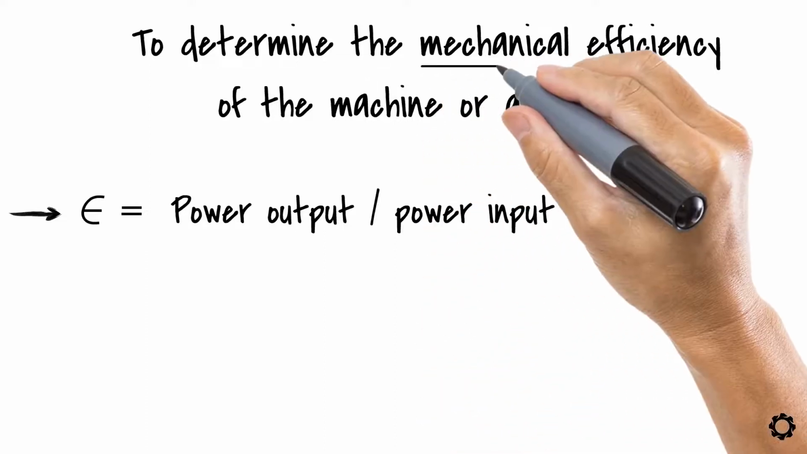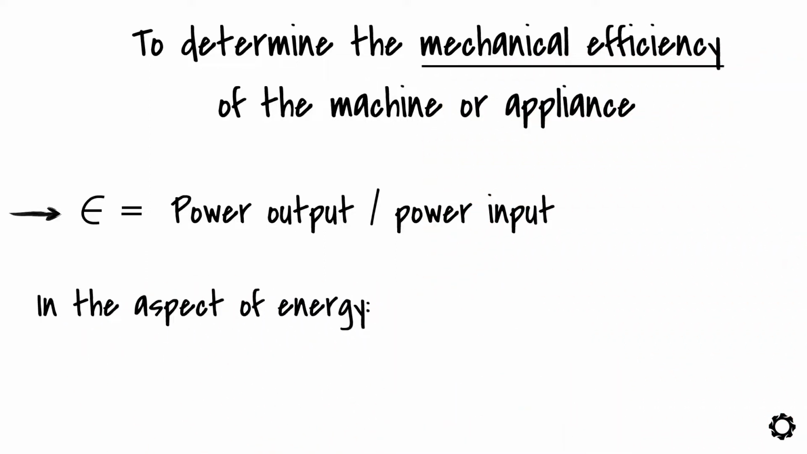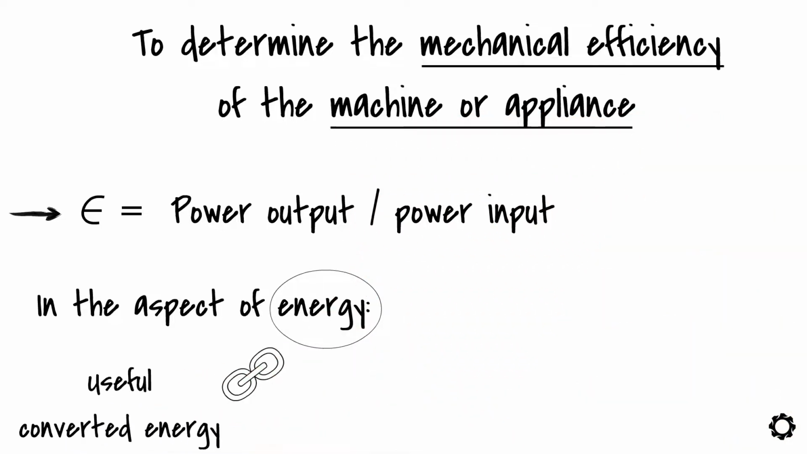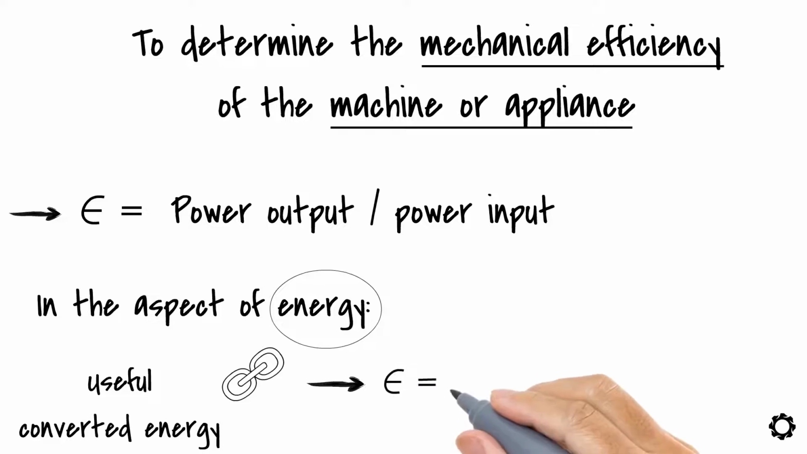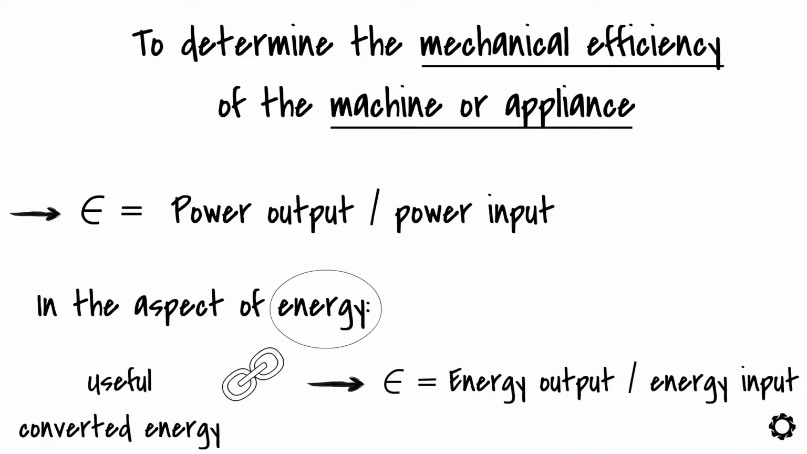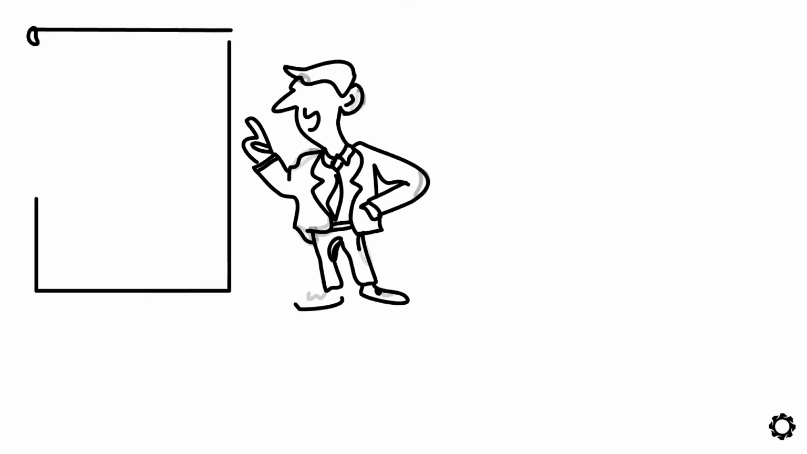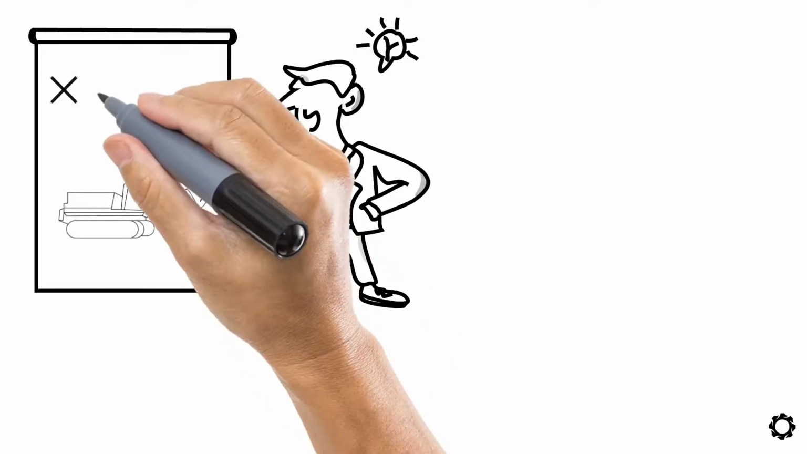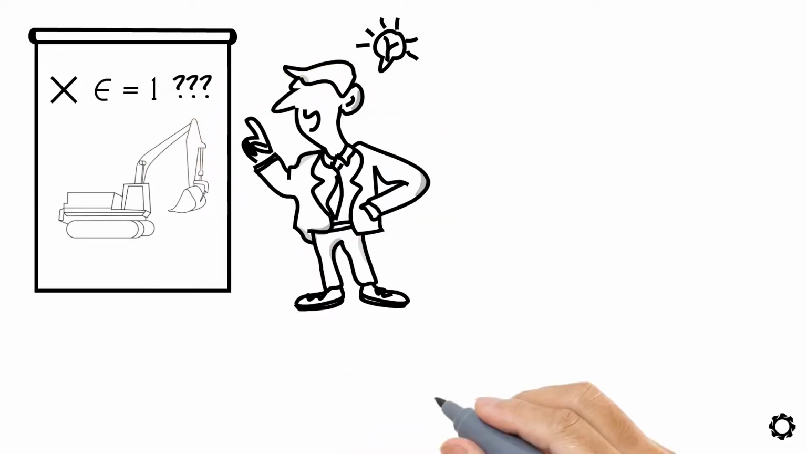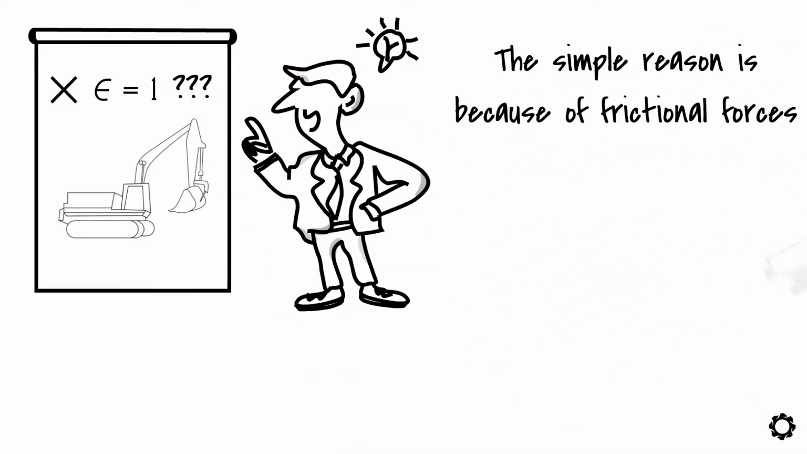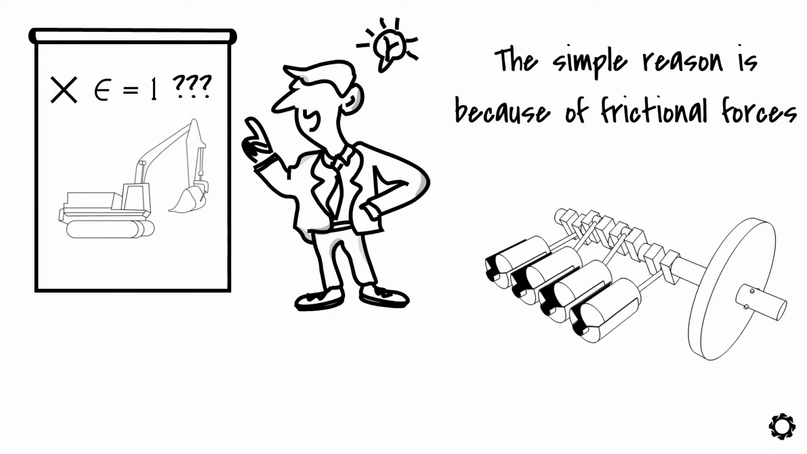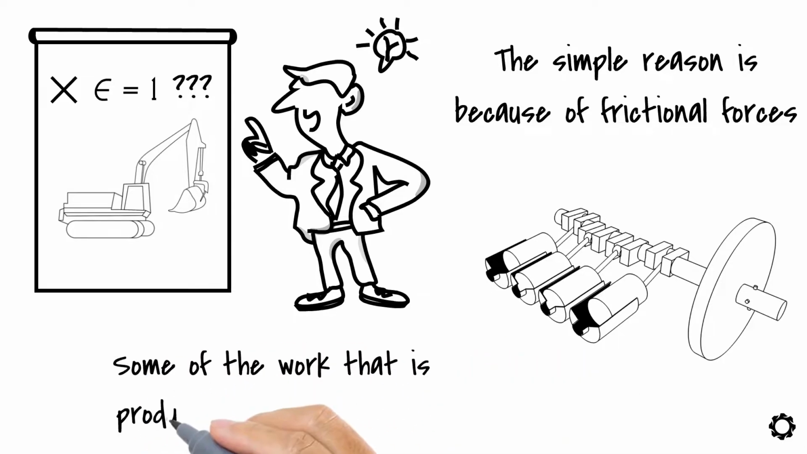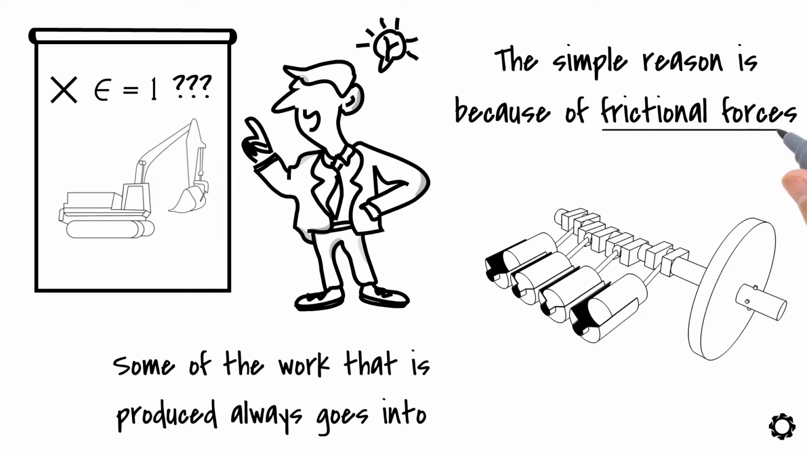We can also think of the mechanical efficiency in the aspect of energy as a relation between the energy that the machine or appliance takes and the amount of useful converted energy that it gives. This relation can be written as follows. Epsilon = energy output / energy input. It's good to keep in mind that no one has yet been able to invent a machine or appliance of which the efficiency is 1. Why is that? Well, the simple reason is because of frictional forces that are always present in machines or appliances which consist of multiple moving parts. That's why some of the work that is produced always goes into overcoming these forces.